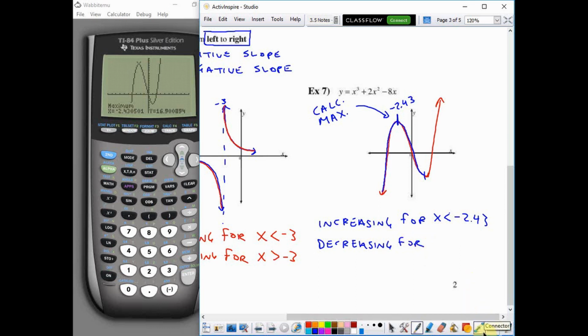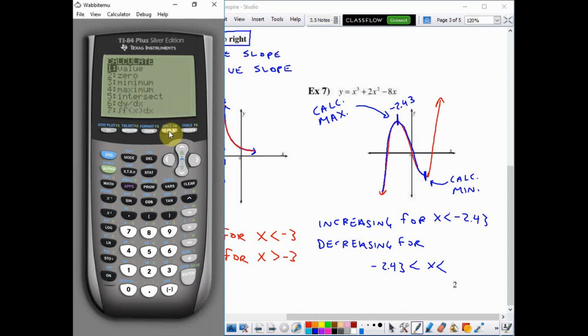And it's decreasing for x's that are greater than negative 2.43, but less than whatever this x value is right here. So we need to calculate that, and that's at a low point in the graph, so that's going to be a minimum. So for this right here, I'm going to calculate a minimum. Second calc, option 3 is minimum.